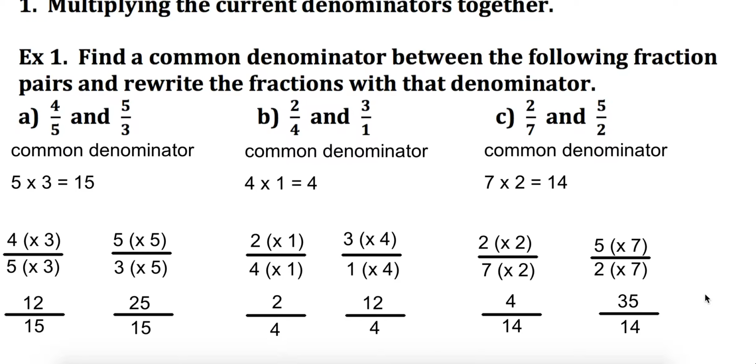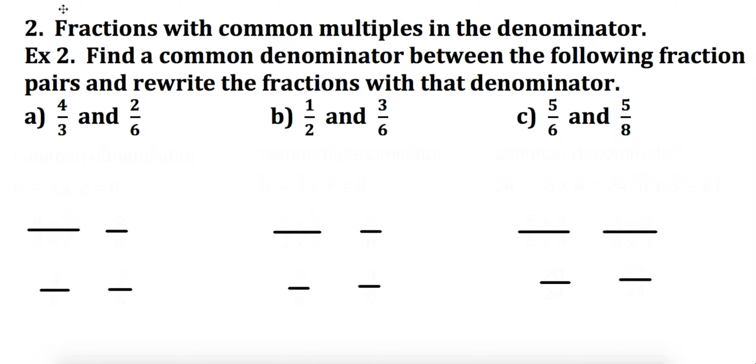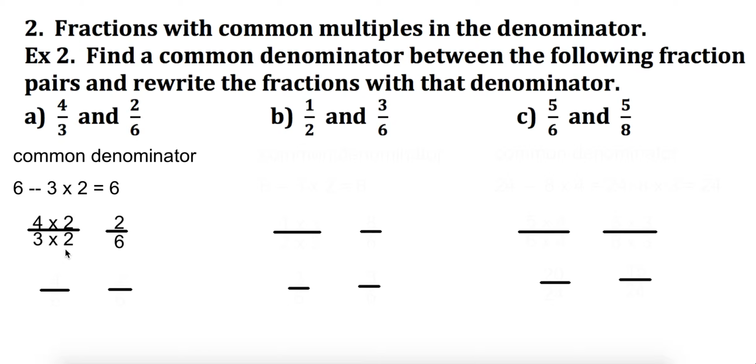Just multiply the 2 denominators that you're dealing with together. The second thing we're going to look at is finding a common denominator or a multiple between the denominators already given. So if I look at this first example, I know that 6 is actually a multiple of 3. If I multiply 3 times 2, I get 6. So I don't have to change my second fraction. It's going to stay the same. But what I have here is I multiply 3 times 2 to get my 6. I have to do the same thing to the top, so I'm going to do 4 times 2. I'm going to get 4 over 6 over here, and this stays as 2 over 6.